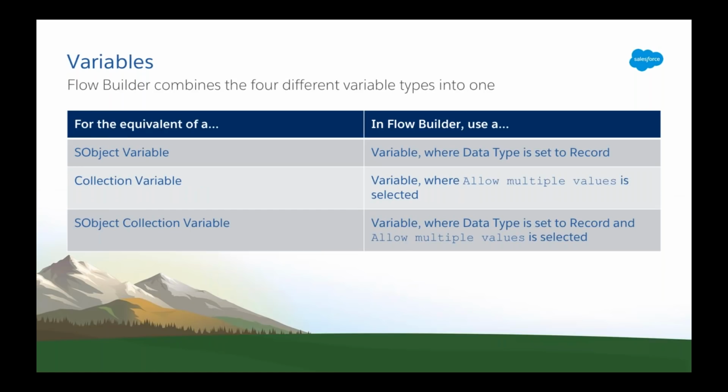Variables, if you have an S-object variable, you'll just use a regular variable with the data type set to record. Collection variables are basically the same thing, a variable, but you check that allow multiple values checkbox.